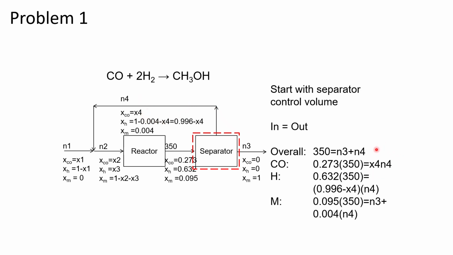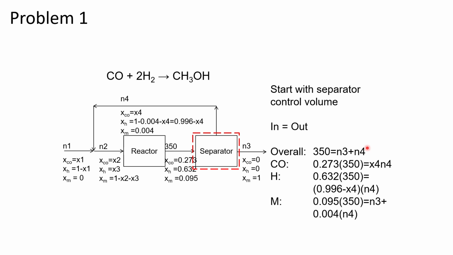Well, so far, we haven't really found one equation we can solve for one of the unknowns. This first equation has 2 unknowns in it. The second one has 2 unknowns. If we do a balance for hydrogen, I'm not going to go through that with you. I believe you should be able to do that. We find that this one has 2 unknowns, X4 and N4. And if we look at the methanol, we find this last balance also has 2 unknowns, N3 and N4.